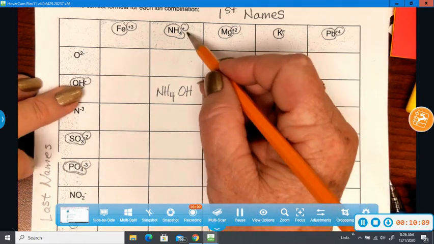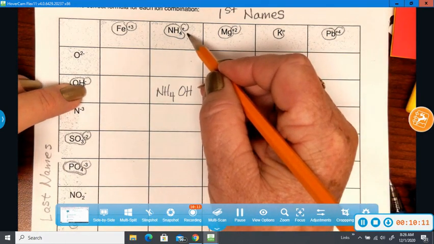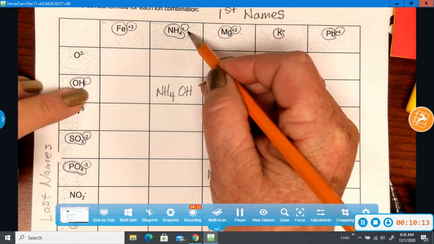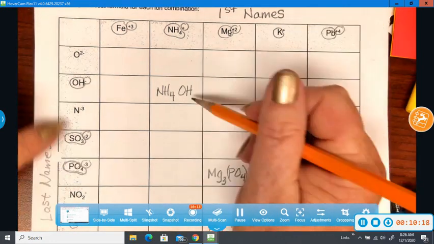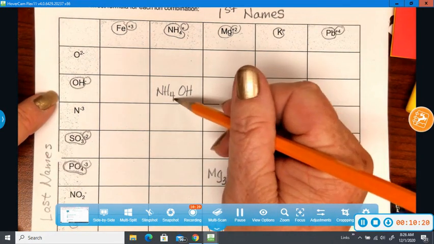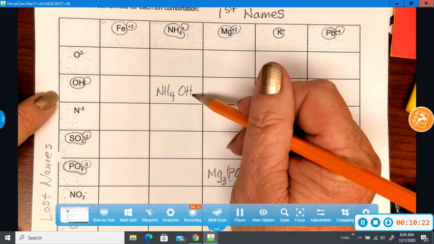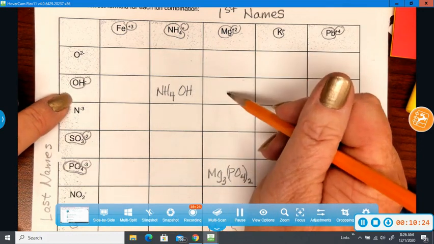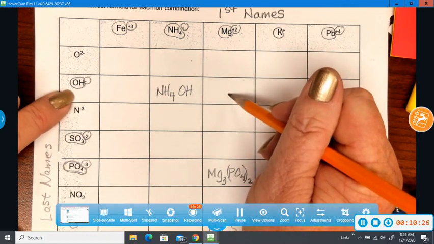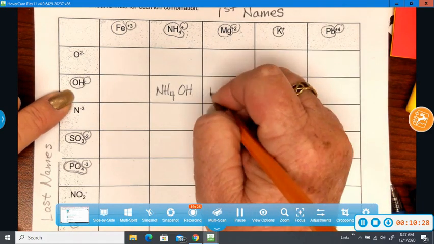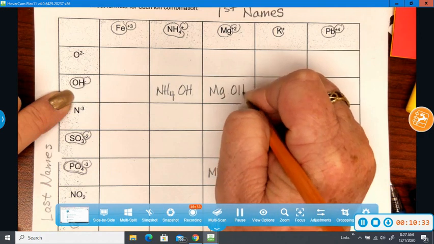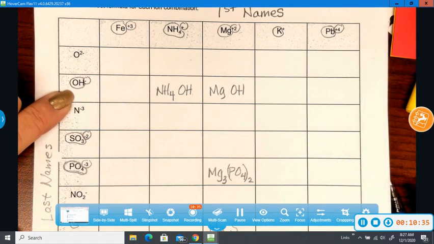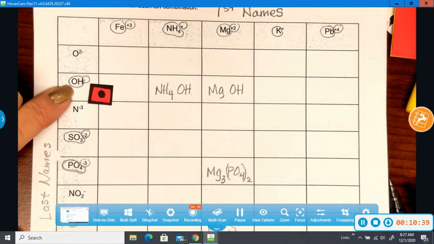Now, do these balance? Positive and negative one? They balance. So you know what? You're done. You can just leave it like that. This is ammonium hydroxide. How about magnesium hydroxide? Mg. And then we have our hydroxide. This one's a 1-bump. Hydroxide is a 1-bump Lego.